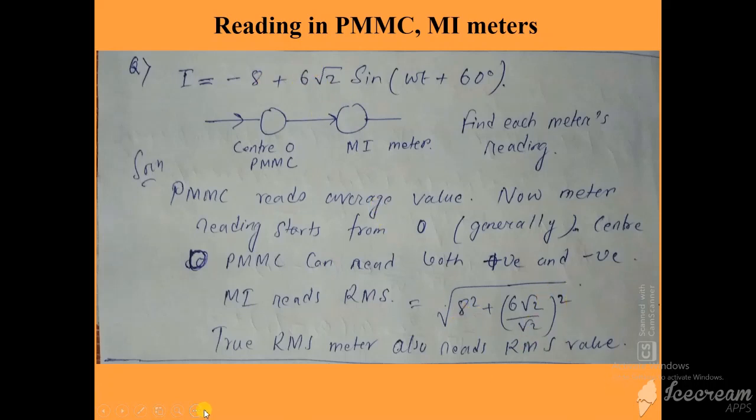Now if we have a true RMS meter, as the name makes evident, it will also read the RMS value, the same as this value. So since the true RMS meter also reads the RMS value, the value of current measured will be the same as the MI.